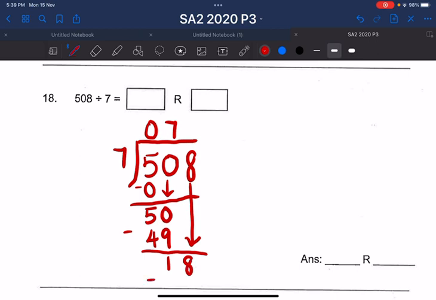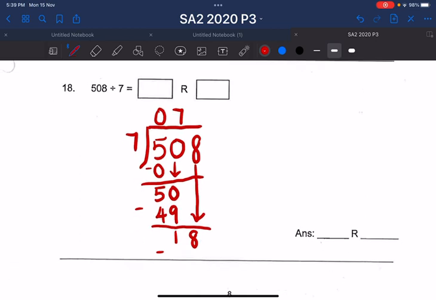18 divided by 7. The closest I can think of would be 14. 14 is in my 7 times table, right? So for me to get 14, how do I do that? 14 divided by 7 is 2. Okay? Now, I have a remainder of 4, but there's nothing else for me to bring down anymore.